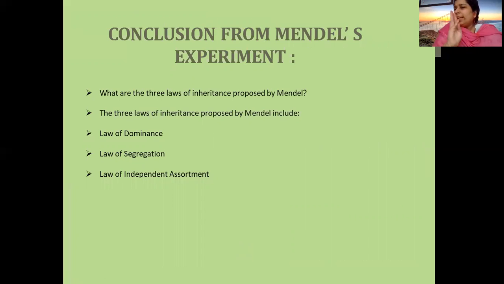So what conclusions did Mendel get from this? He found three laws from these two experiments, the monohybrid cross and the dihybrid cross. He found the law of dominance, the law of segregation, and the law of independent assortment. We will be studying these in detail in our next class, and I hope you enjoyed my session on a brief intro to what exactly genetics is and how genes are transferred from one generation to the other. Thank you.